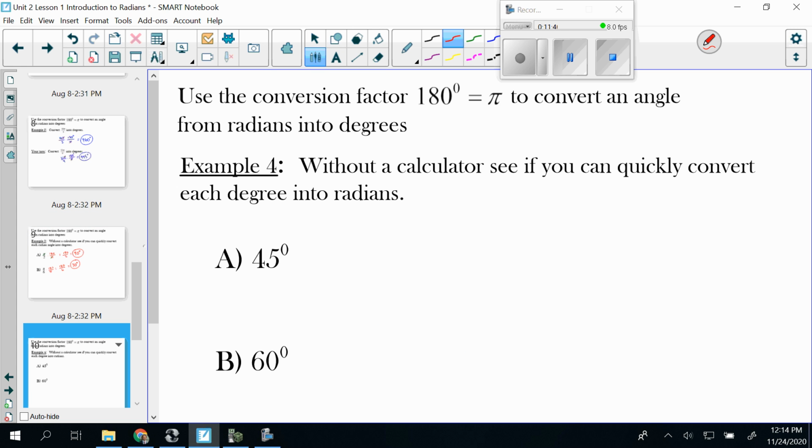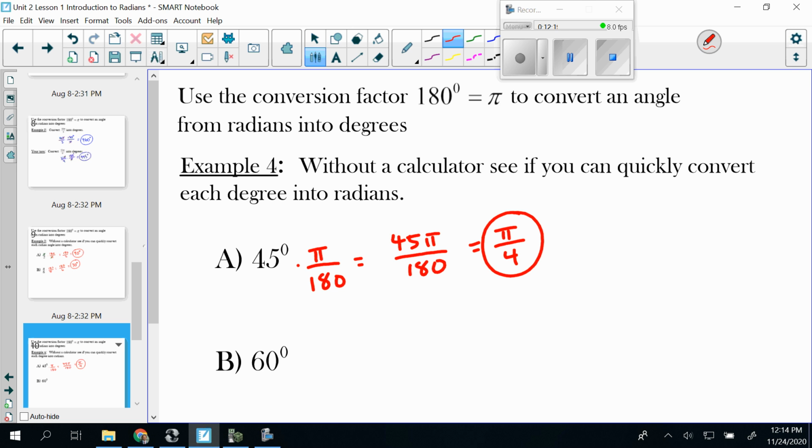Let's try some the other way and see if we can do those without a calculator. These are in degrees, and now we want to go to radians. So now we're doing the conversion factor the other way, pi over 180. So now we got 45 pi over 180. Is there a number that goes into both? Well, actually 45 does go into 180. If you think about 45 times 2, that'd be 90. And 90 definitely goes into 180 2 times. So it looks like 45 is going to go into 180 4 times. And so this would be the same as pi over 4.